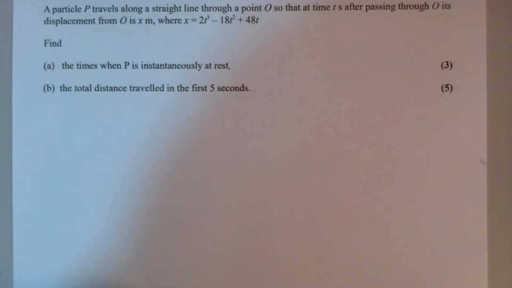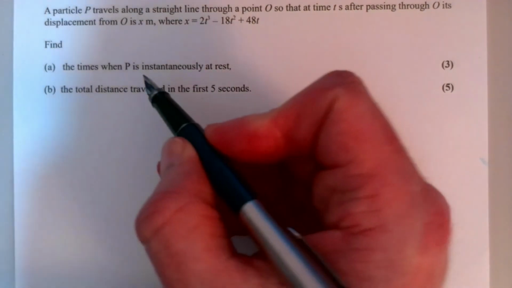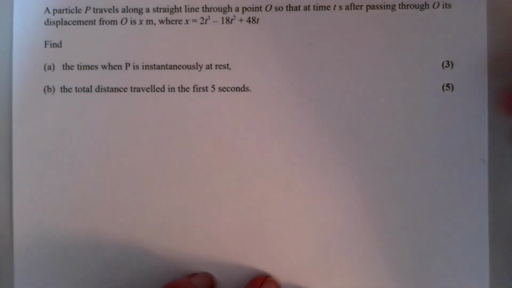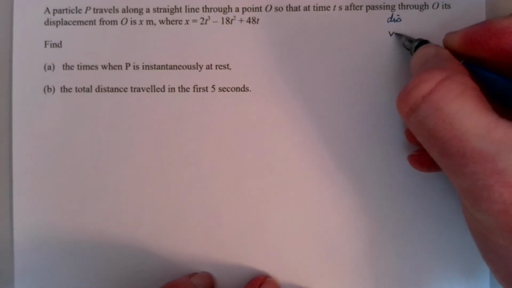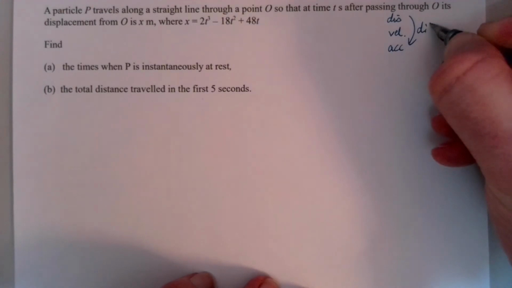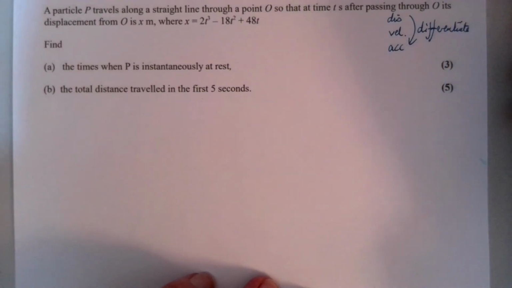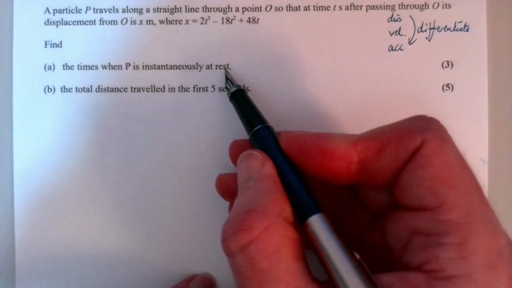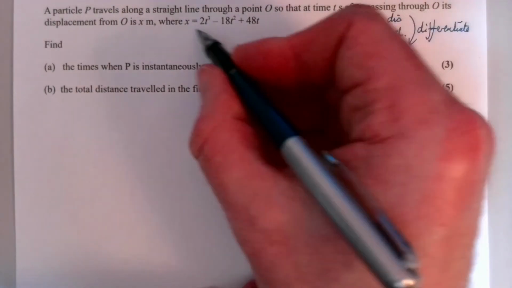Right, so you should have paused it and had your whole go by now. So the times when P is instantly at rest, that's going to be when the velocity is equal to 0. And we are told we've got displacement, haven't we? Then we've got velocity, then we've got acceleration. And you differentiate as you go from displacement through velocity to acceleration. Now we want velocity because we want it when it's not moving, so we want v equals 0. So we're going to be differentiating this.